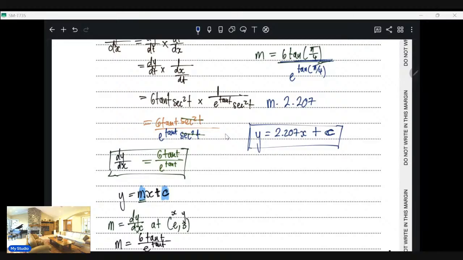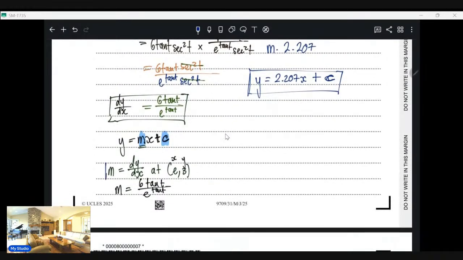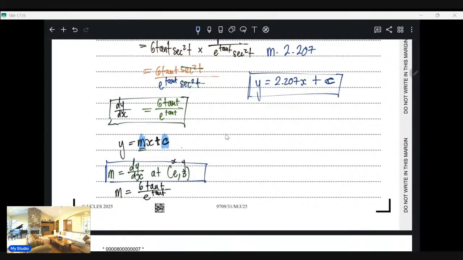You've got to find m, and m is the gradient. Gradient at the point given. m is dy/dx at the point, so it's so easy. Now you have your m. All you have to do is find c, right? And c is easy to find because you have x, you have y. So you just say let x be e and y be 3. So you have 3 is equal to 2.207 times e plus c, which you take to the other side. 3 minus 2.207e is equal to c.